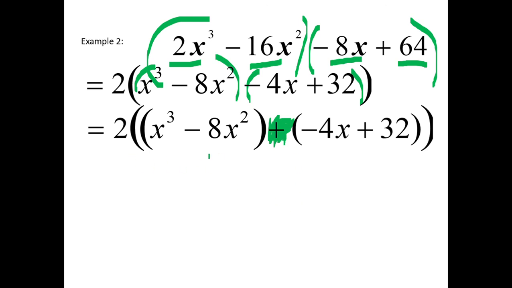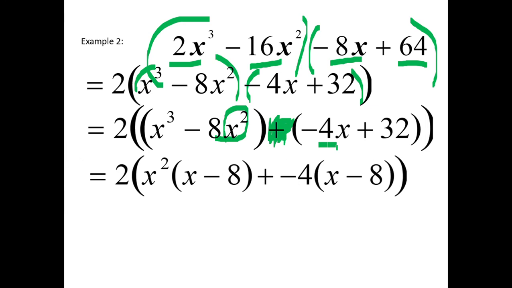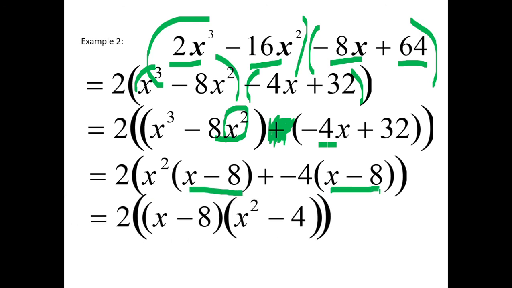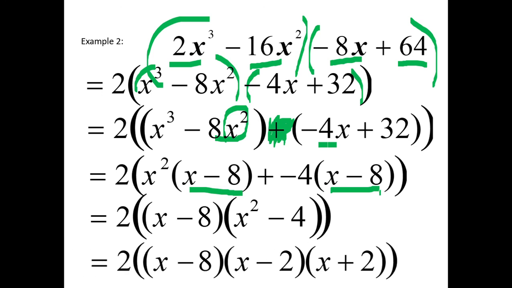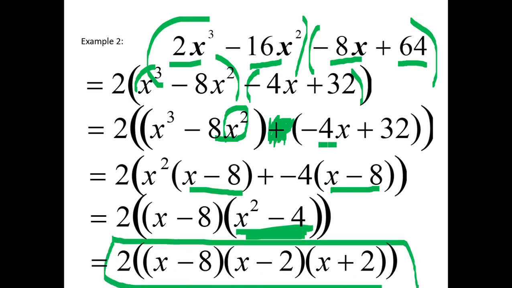Nakita mo, here, ang factor nito ay x squared. Here is 4, negative 4. Common factor natin, ayan. So, we have final answer. Nakita natin yung factors pa rin to, di ba? X minus 2, x plus 2. So, this will be your final answer. Di ba? Madali lang.